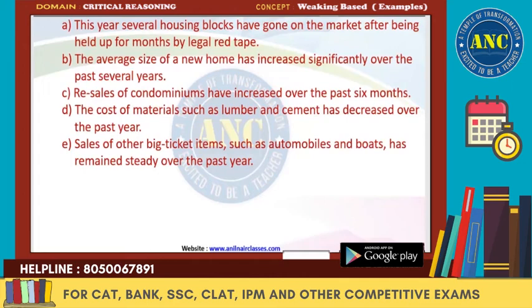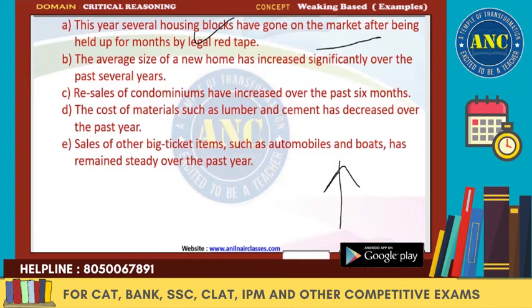Look at option A. This year, several housing blocks have gone on the market after being held up for months by legal red tape. Now, this option suggests that there might be another reason for the decline in home construction. The supply of available housing has been increased through the release of many previously built homes. Hence, the reason in the argument is flawed, which will make this the answer.